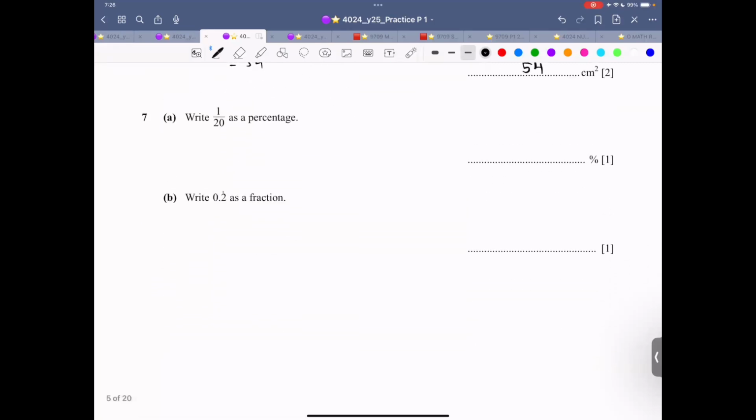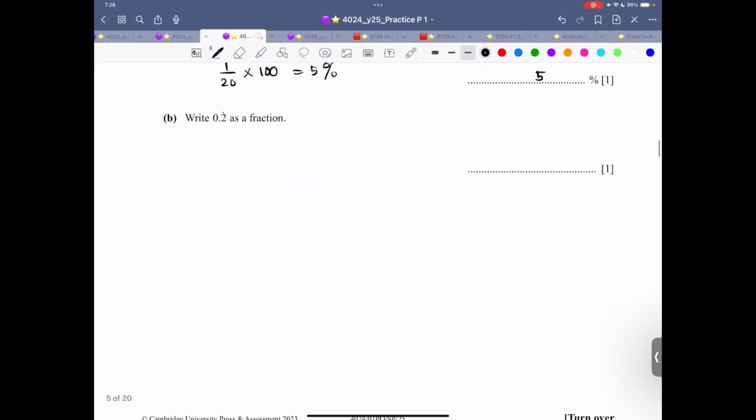Write 1 over 20 as a percentage: 1 over 20 into 100. So 20 fives are 100, that comes out to be 5%. That is 5%. Write 0.2 recurring as a fraction. What is this thing? This is recurring decimals. That is the new concept that is in the syllabus.